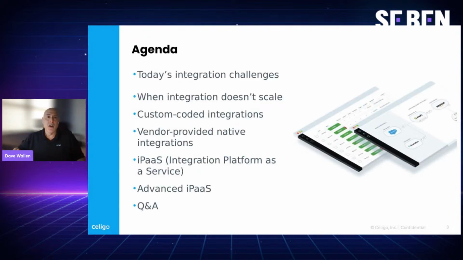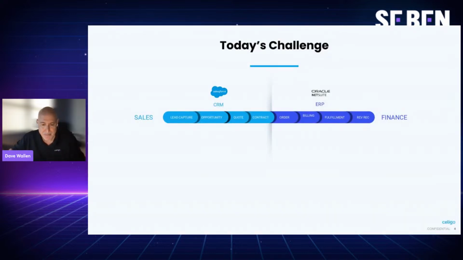So what we're going to go through today is how today's integration challenge is very different than what we saw in the past. What bad things happen when your integration solution doesn't scale. And then we're going to look at the major options you have, which are custom code, vendor-provided native integrations, iPaaS, and what Forrester calls advanced iPaaS, a different version of that. And as we said, we've got time for Q&A at the end. So let's just get into it.